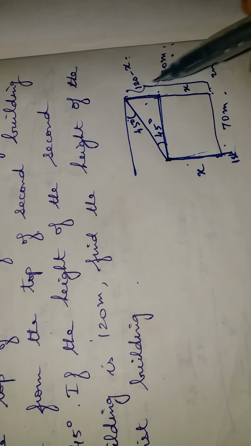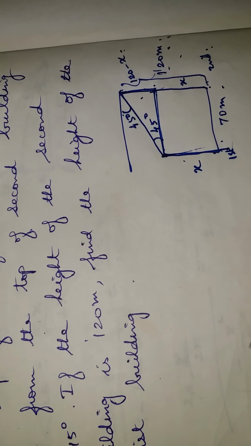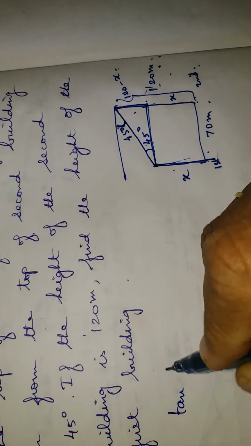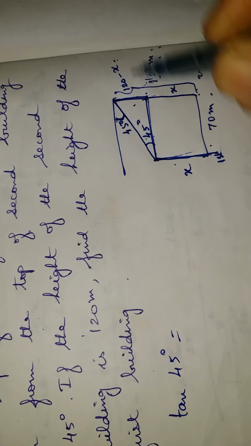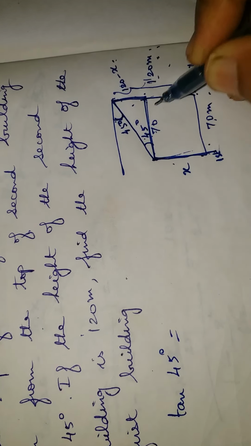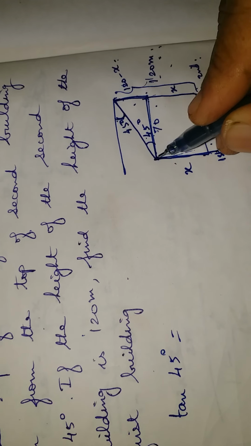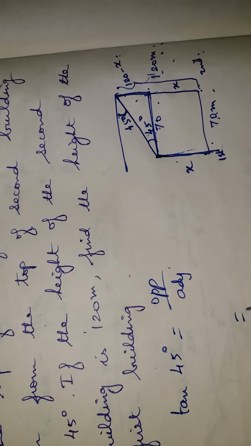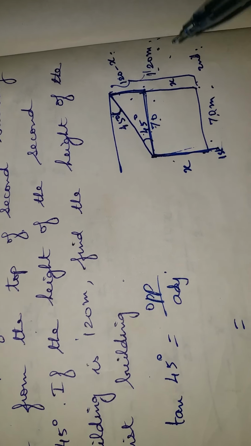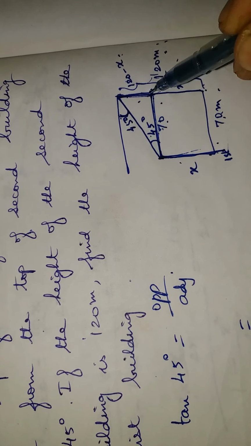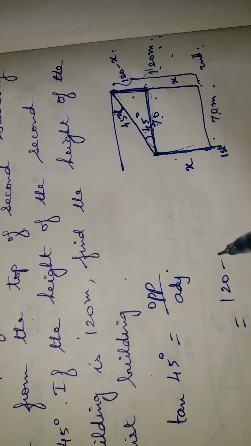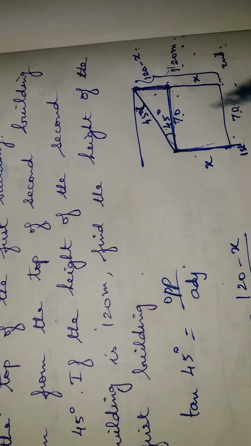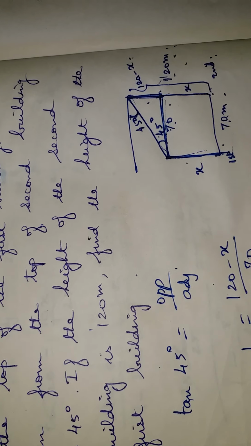I have written here that this is 45, and this is also 45. So tan 45 degree is equal to opposite by adjacent. This is 70, so this is also 70, because these two lines are parallel and you have equal spacing. What is your opposite value? You are going to consider only this triangle. So 120 minus x divided by adjacent, which is 70. You know tan 45 is 1.